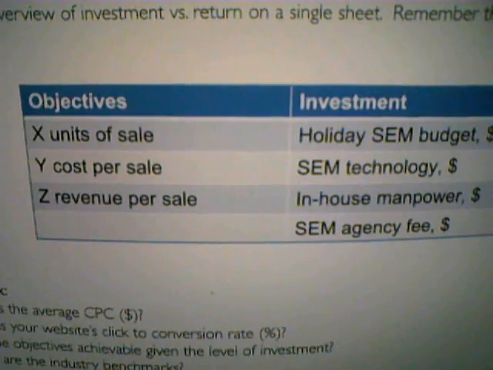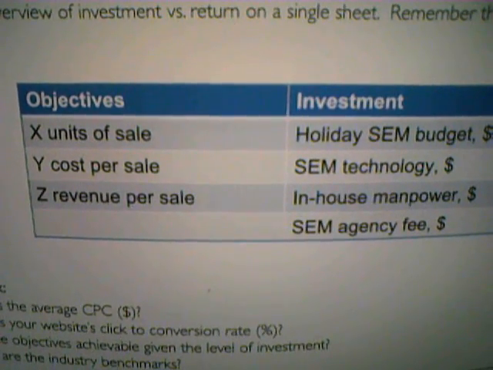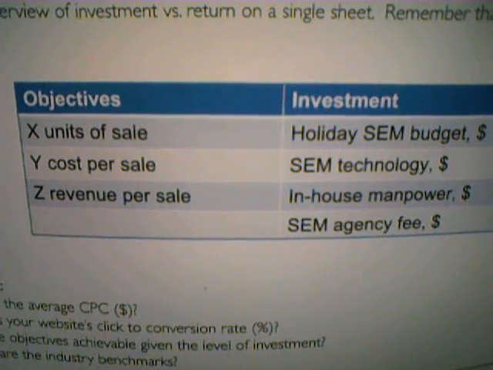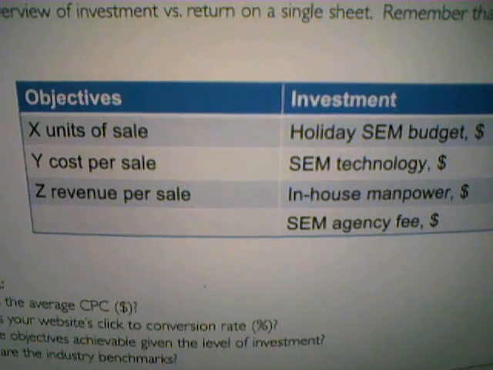Remember, what you can't measure, you can't control. Here's an example of the chart, and when you're filling it in, it's important to keep in mind that your objectives need to be realistic. Ask yourself questions like, are my objectives achievable with a given level of investment? And what are the industry benchmarks?